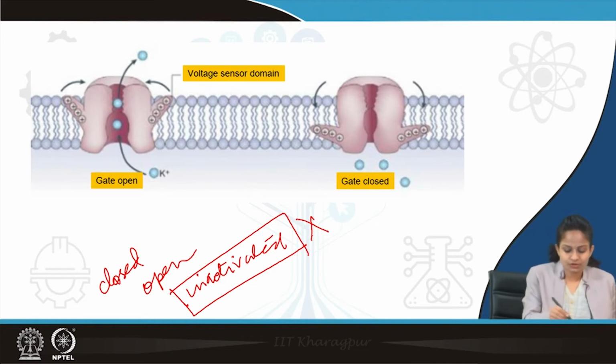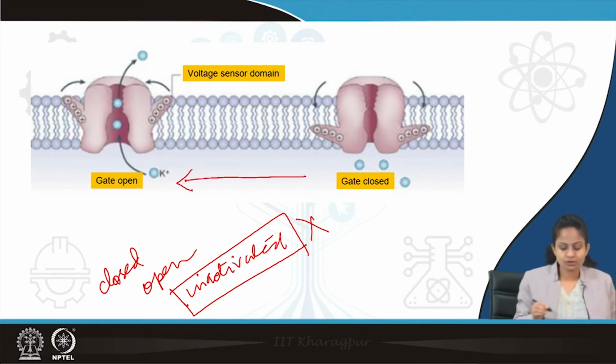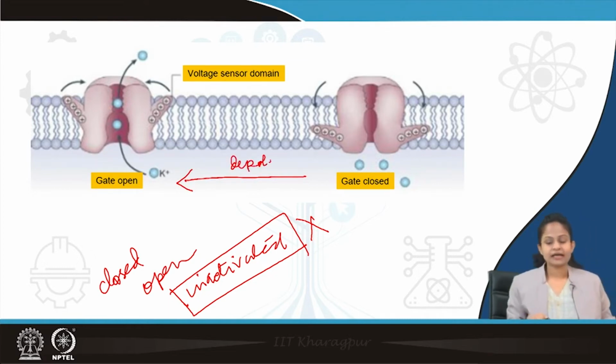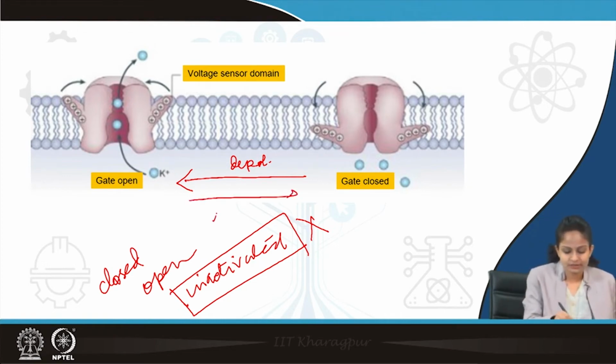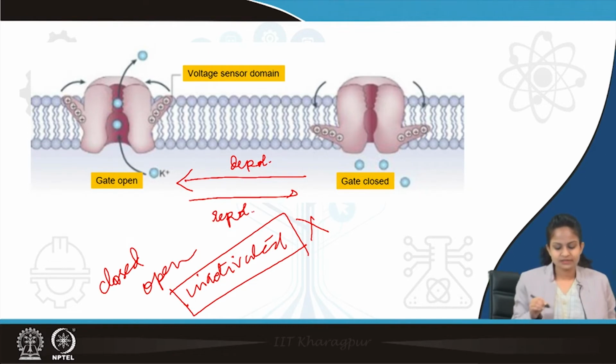So, from closed to open, when the gate is closed and needs to open, we require depolarization, and when we are supposed to close the gate, we require repolarization. So, these are only 2 states. There is no inactivation state in the potassium channel, which we had already seen in the sodium channel.